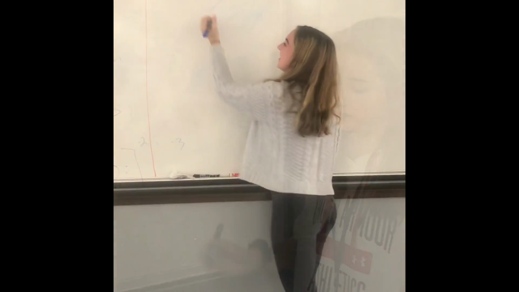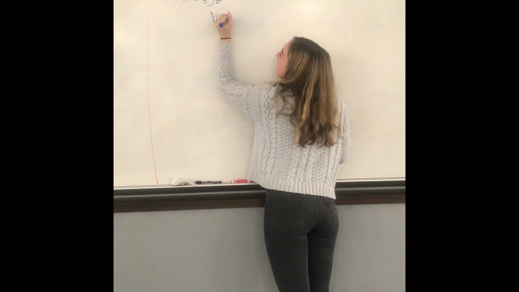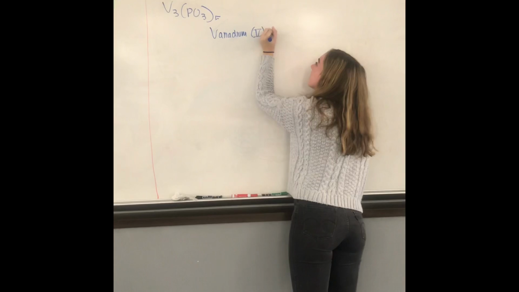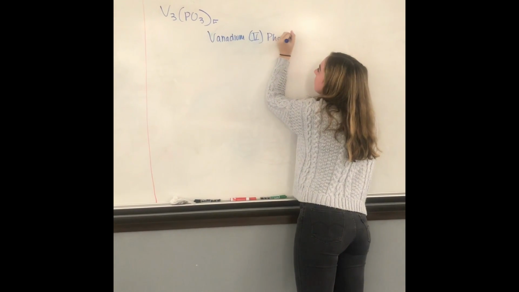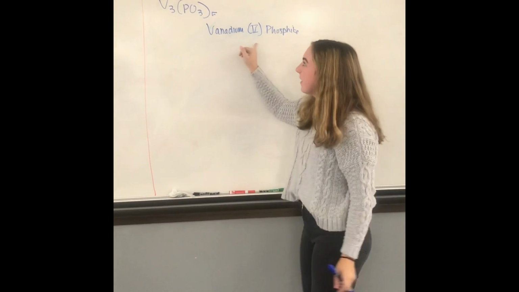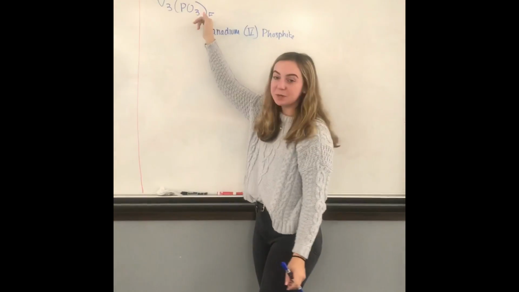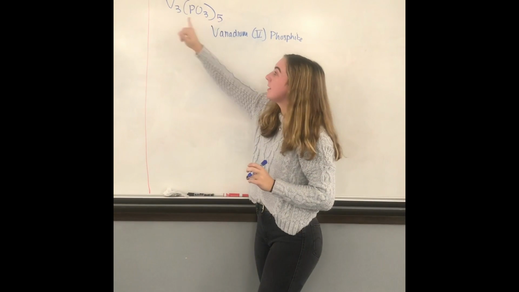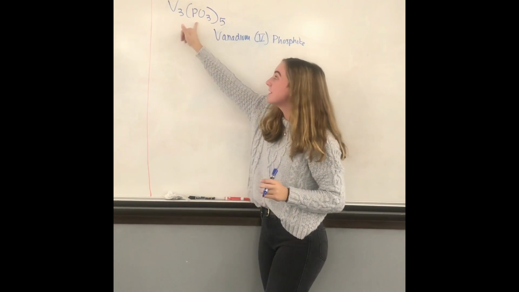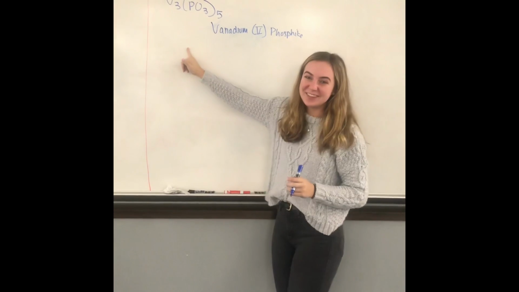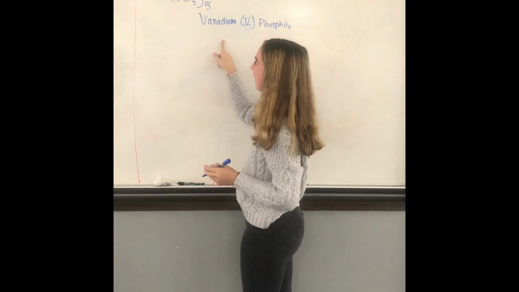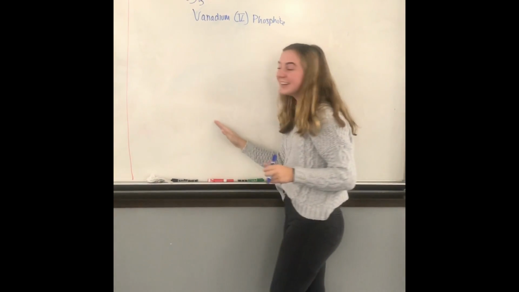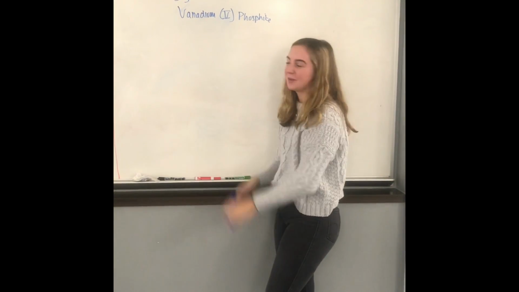It should equal 0. Okay, this is vanadium phosphite. It's vanadium 5 because phosphite has a subscript of 5, which shows that vanadium has a charge of 5, and phosphate has a charge of -3. So that's that. And it's ionic because vanadium is obviously a metal, so that makes it ionic, because ionic is when it's metal and nonmetal.